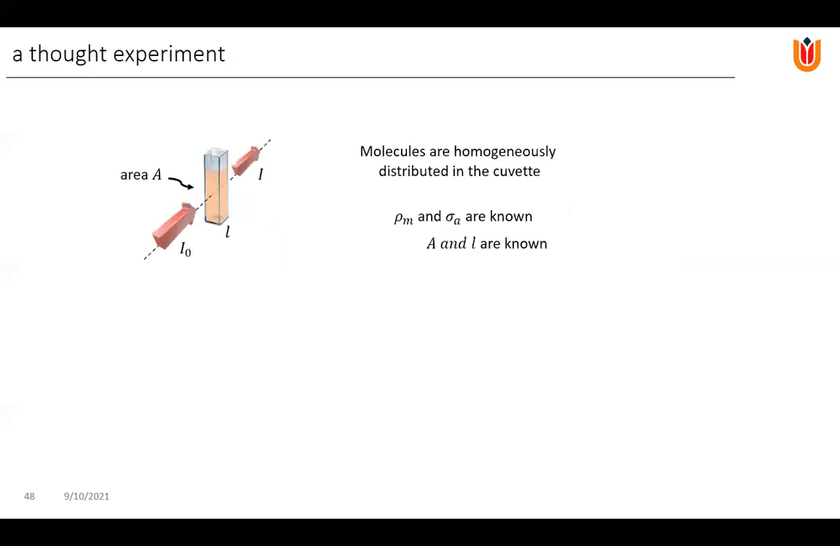Okay, let's do a thought experiment. So we have still that cuvette, still an intensity I0 that illuminates the cuvette. We can measure what goes in, we can measure what goes out. We know the thickness of the cuvette exactly. We also know the area that is illuminated. And we also know that the molecules are homogeneously distributed in the cuvette. So everything is basically all perfect and physically reasonable. So then the question is, and this is the easy one, what is the transmittance that you would measure in this experiment?